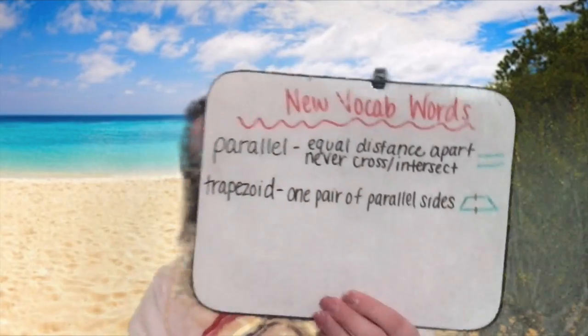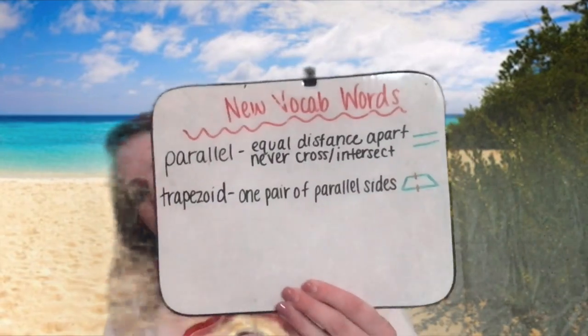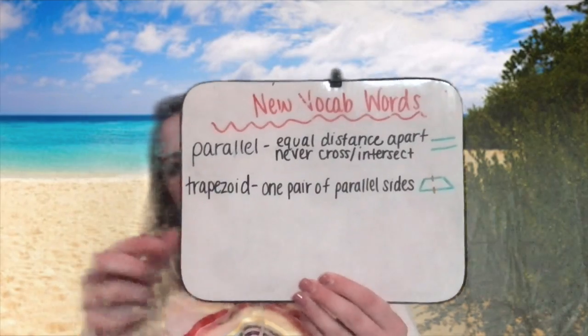The first shape that we're going to learn about is a trapezoid. And trapezoids have only one pair. Remember, a pair is two. One pair of parallel lines. So in the trapezoid, there's only one pair, either top or bottom or both sides, that are parallel. The other ones don't have to be parallel. So here's my definition for trapezoid. One pair of parallel sides.